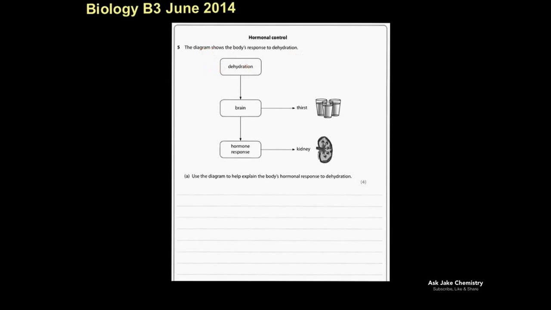So dehydration, you have the brain, you have the hormone response. So the brain, there's thirst, hormonal response, and there's a kidney. And it says use the diagram to help explain the body's hormonal response to dehydration. So here you're going to have to learn about osmoregulation, which is part of the spec, and then you need to know about the hormones such as ADH and how it all works. So this is what you would write.